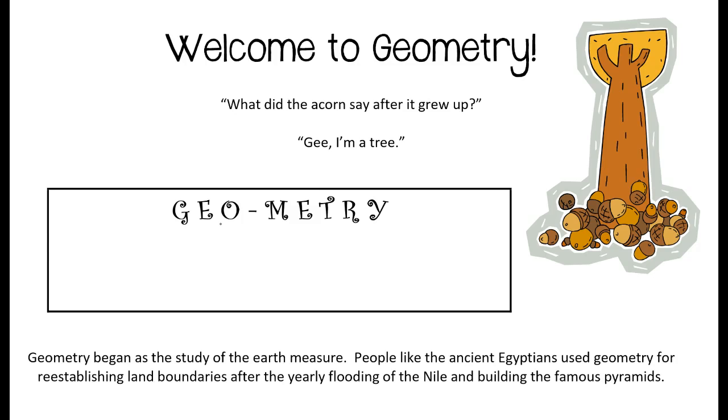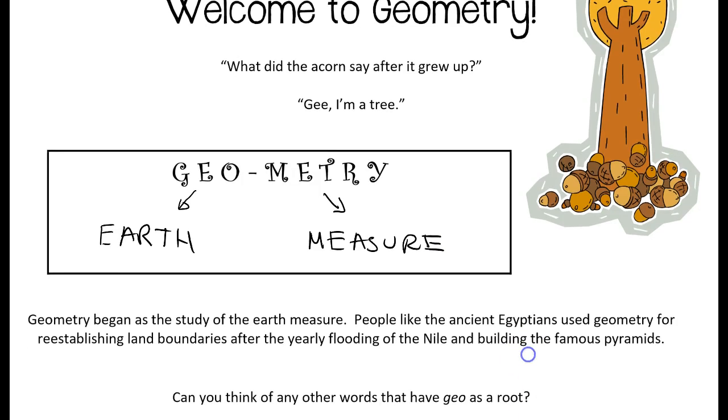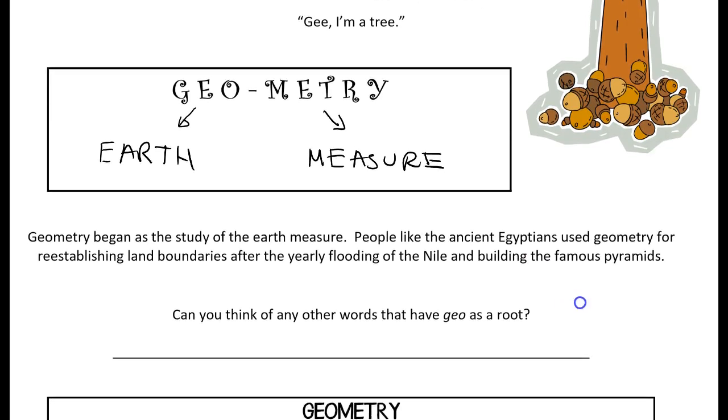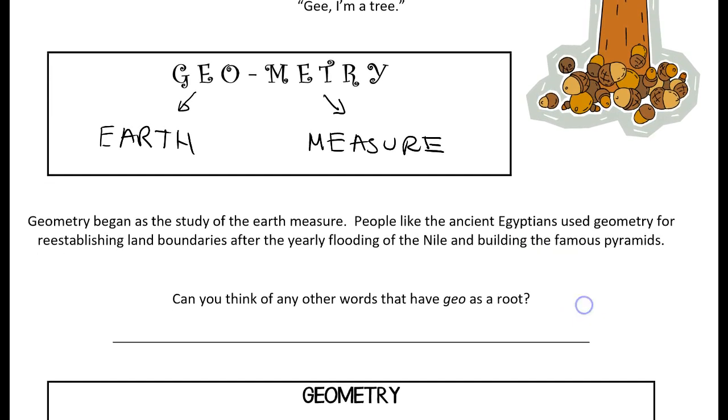So the word geometry is made up of two separate Greek words. We've got geo, which comes from the word earth, and we've got metry, which is for measure. So basically this was a way for people to measure their surroundings, what was around them, parts of the earth. So it began as the study of the earth measure.